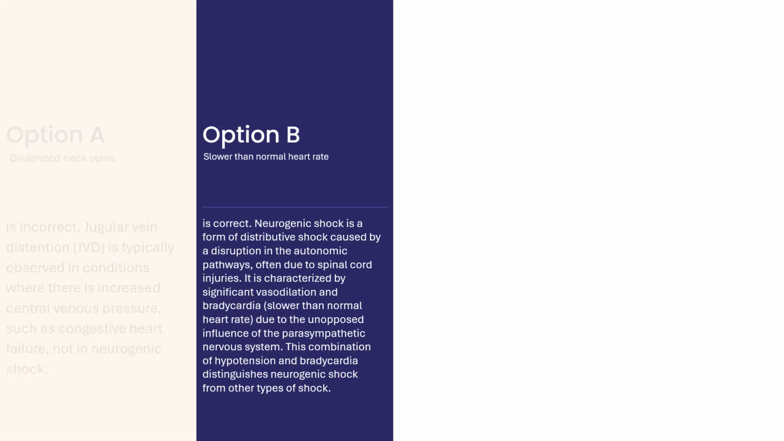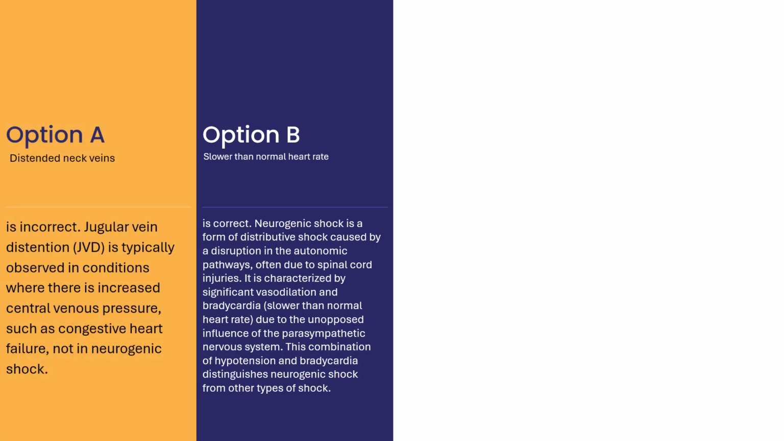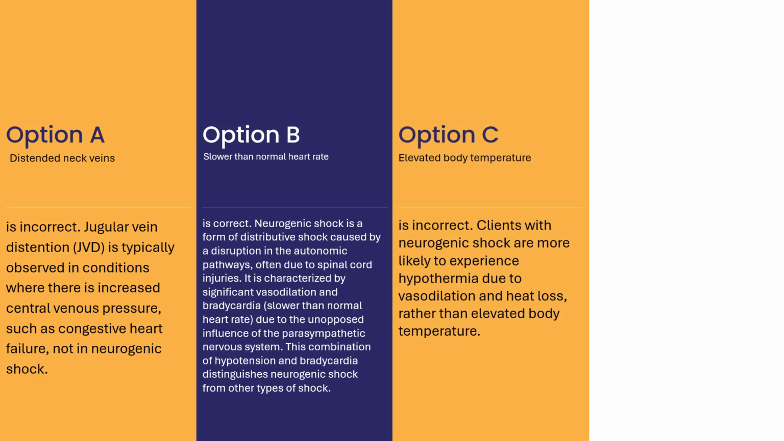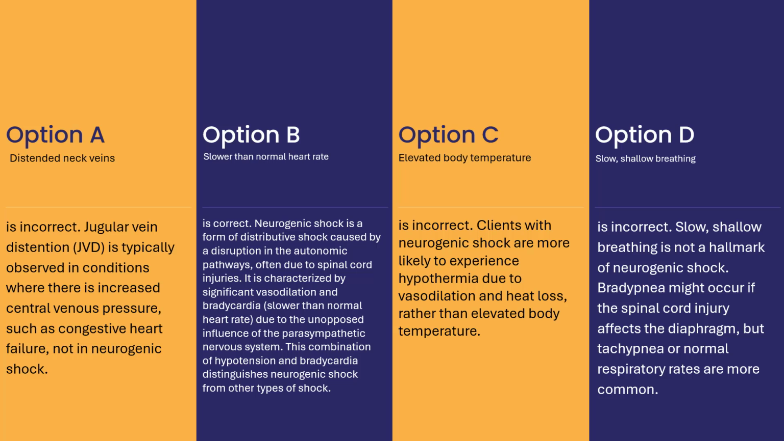A is incorrect. Jugular vein distension is typically observed in conditions where there is increased central venous pressure, such as congestive heart failure, not in neurogenic shock. C is incorrect. Clients with neurogenic shock are more likely to experience hypothermia due to vasodilation and heat loss, rather than elevated body temperature. D is incorrect. Slow, shallow breathing is not a hallmark of neurogenic shock. Bradypnea might occur if the spinal cord injury affects the diaphragm, but tachypnea or normal respiratory rates are more common.